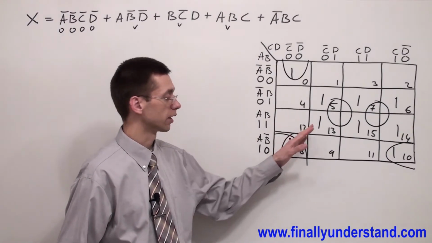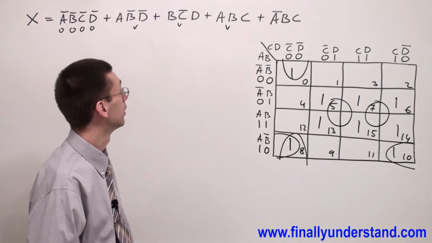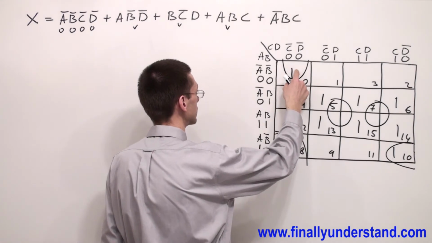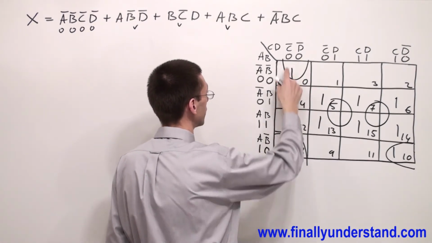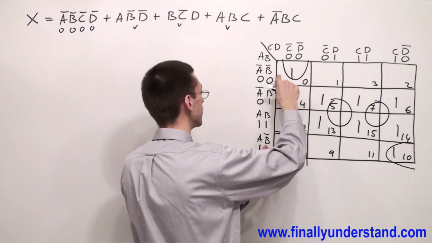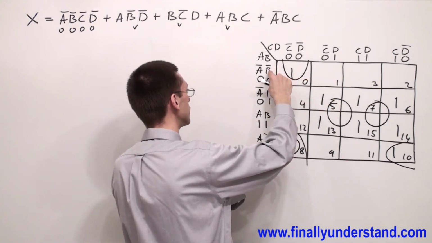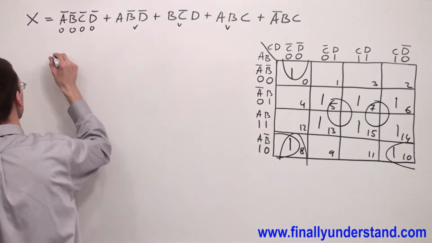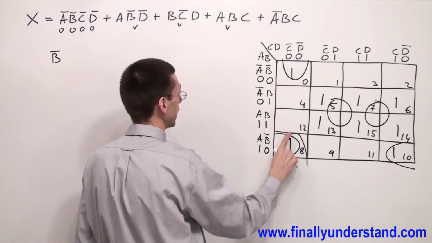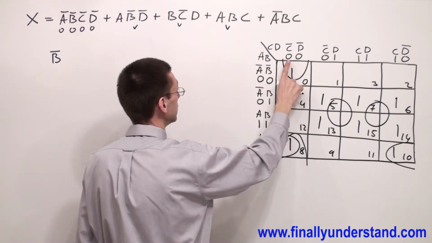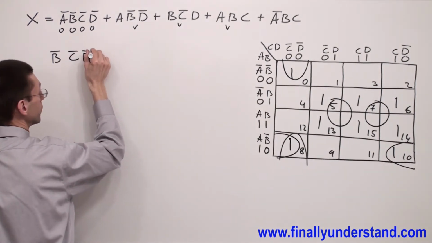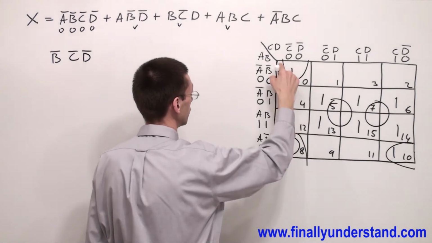Let's continue. This time we are going to look at our groups and try to simplify our expression. I'm going to look at the group which has ones in cell 0 and cell 8 first. This group is placed in one column and two rows. The common variable for these two rows is B naught, so I'm going to write B naught. At the top of this column we have C naught, D naught. I'm finished with this group.